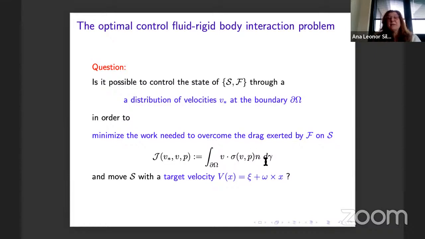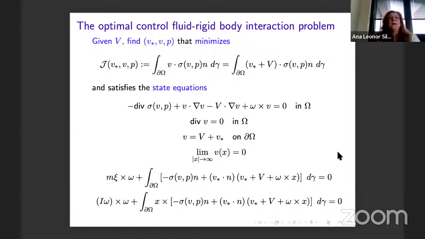Here we have the stress tensor, and this is the velocity of the fluid on the boundary, which is the common boundary of the rigid body and the fluid. So we want to minimize this quantity, and we want to reach this rigid body velocity. Let's recall, this is our drag functional. These are our state equations, where now chi and omega are known and V star is going to be the control.